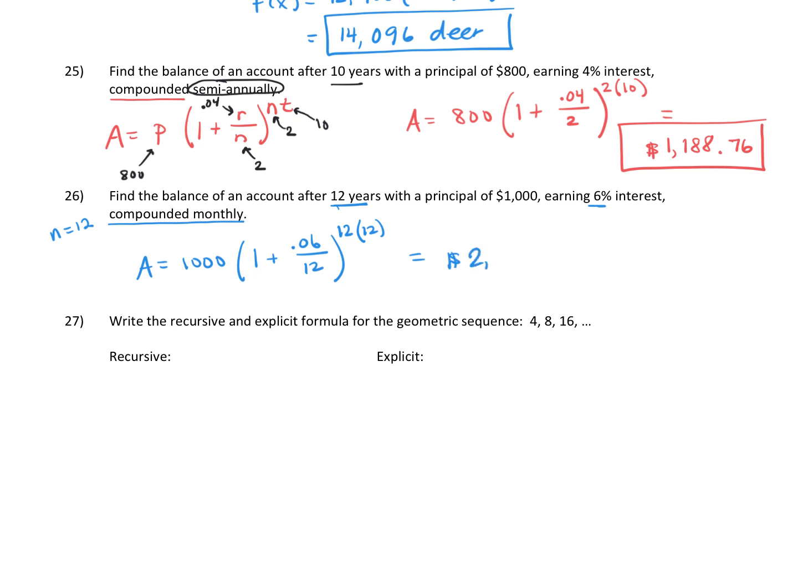So we have $2,050. I need two numbers after the decimal. So I have a 0.750, so that will stay at 0.75. So $2,050.75.